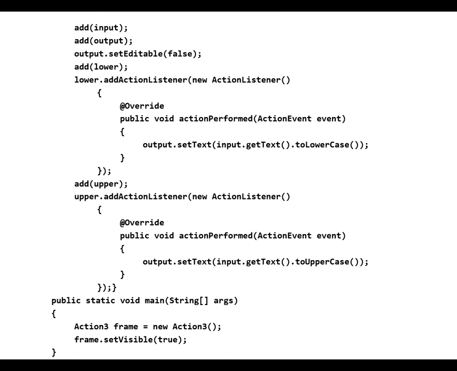Notice now that there are two actionPerformed methods, and they are inside the call to addActionListener. With this approach, each button has its own separate listener object, so it is no longer necessary to check which button was clicked. That is one advantage to this approach.